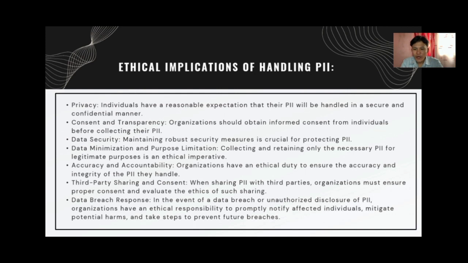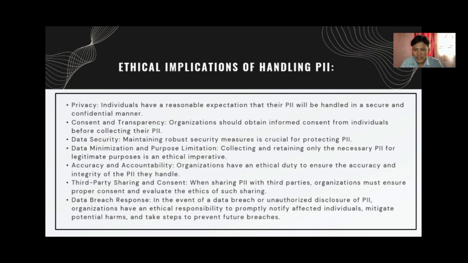Now let's delve into the ethical implications of handling personally identifiable information. First and foremost, privacy is a fundamental ethical consideration. Individuals have a reasonable expectation that their personally identifiable information will be handled securely and confidentially. Organizations must respect this expectation and take appropriate measures to protect personally identifiable information from unauthorized access or disclosure. Breaches of privacy can have severe consequences such as identity theft or other harmful outcomes.